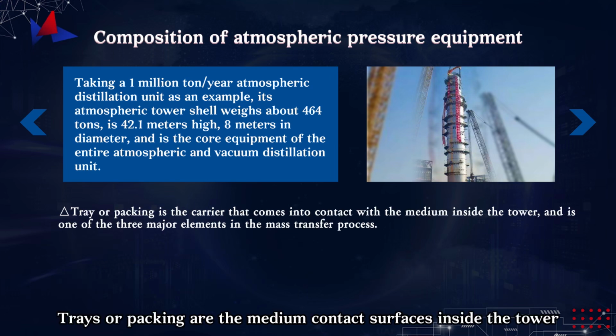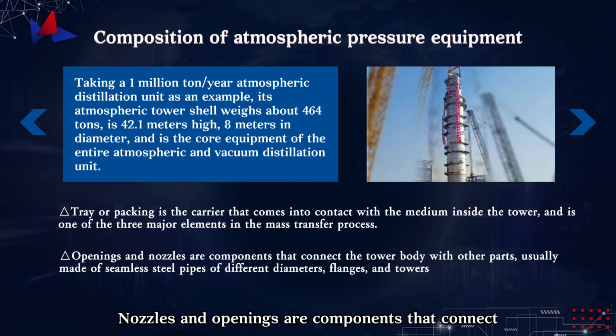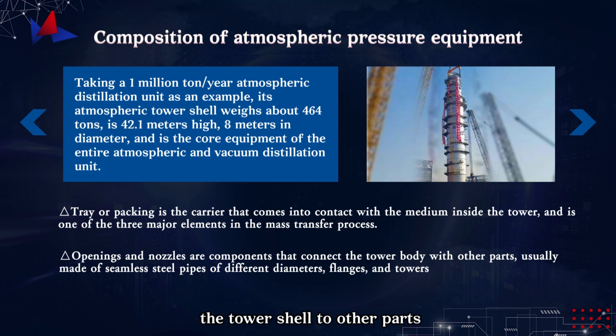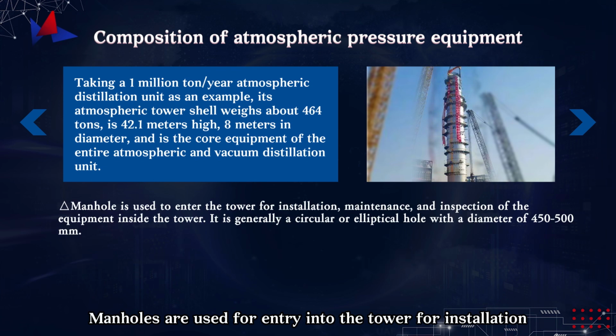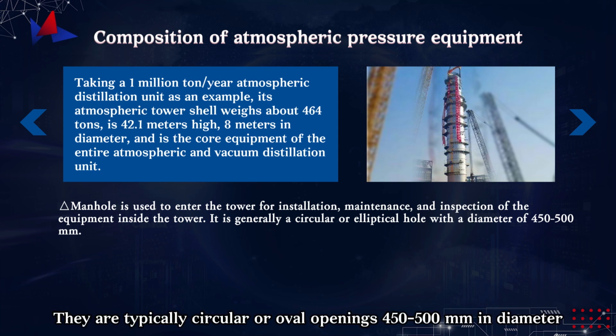net positive suction head (NPSH). Trays or packing are the medium contact surfaces inside the tower, one of the three key elements for mass transfer process. Nozzles and openings are components that connect the tower shell to other parts. They are generally made from seamless steel pipes of different diameters, welded to the tower shell with flanges. Manholes are used for entry into the tower for installation, maintenance, and inspection of internal equipment. They are typically circular or oval openings 450 to 500 millimeters in diameter.